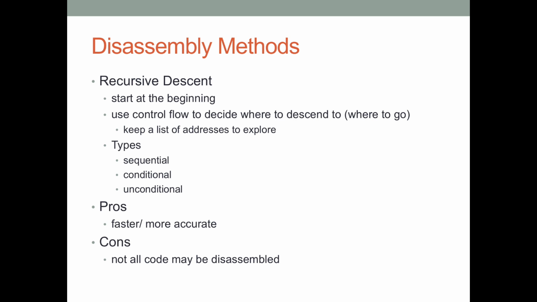As it's being disassembled, it takes instructions like that into account and goes to those locations in order to disassemble them if they're being referenced. It's more accurate, and it is faster. The con is that not all code may be disassembled, because as the program is disassembled statically, code may not be called or used, or the location may depend on a value generated dynamically during runtime, so at the time of disassembly it's not available. The address is simply not referenced. So there are some limitations.